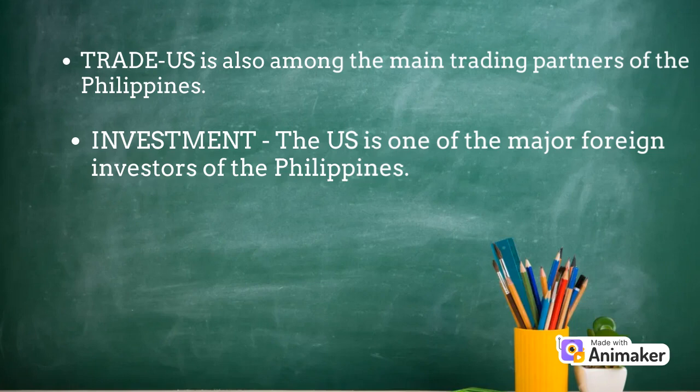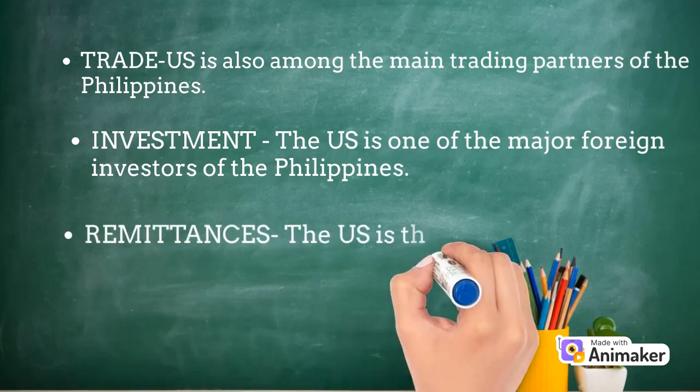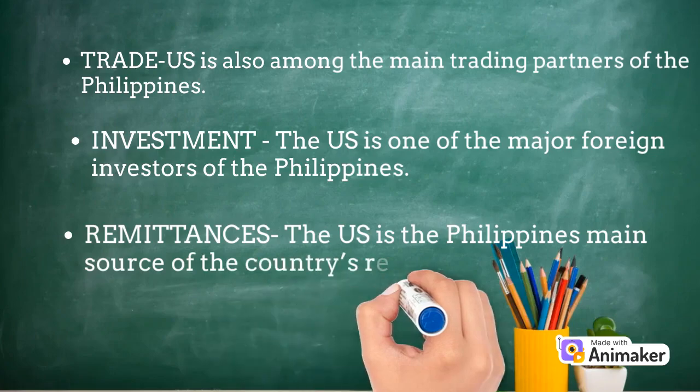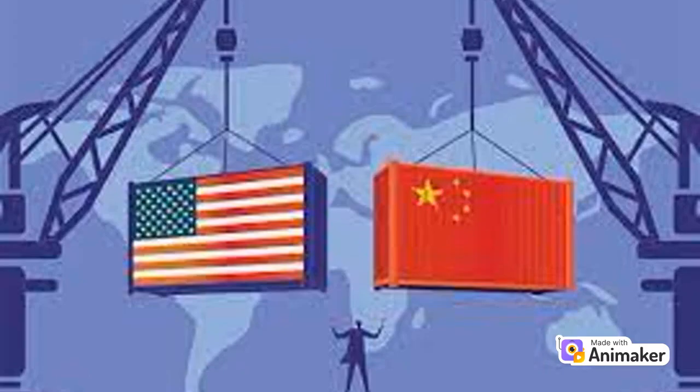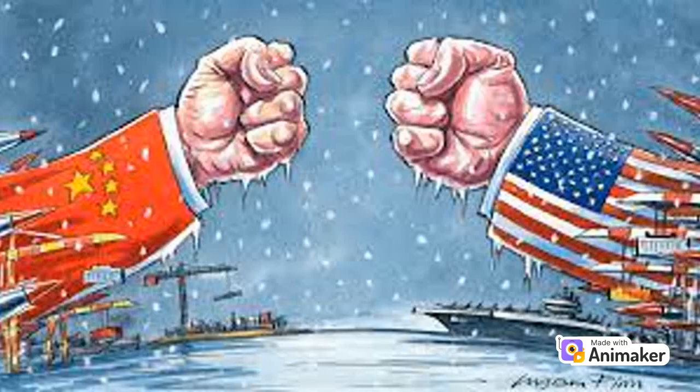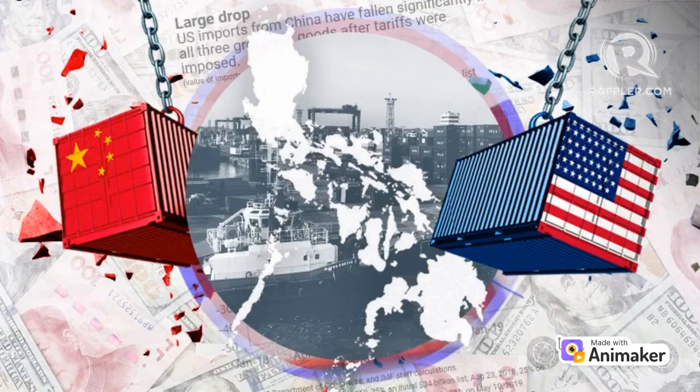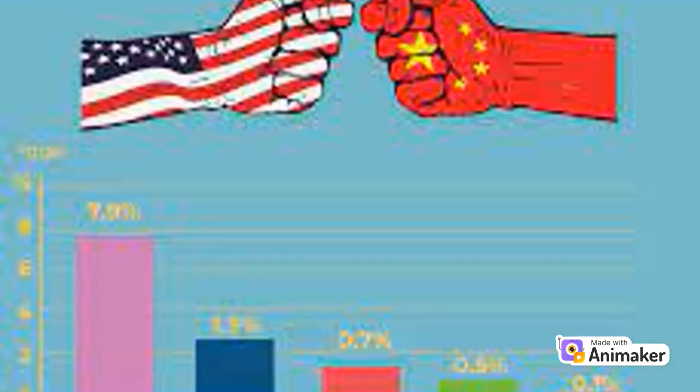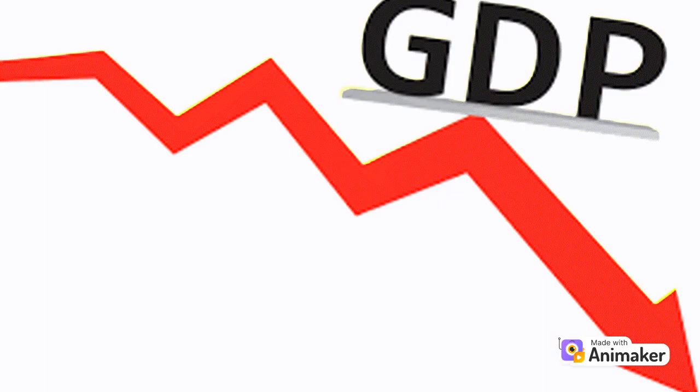Remittances. The U.S. is the Philippines' main source of the country's remittances. Impact of the U.S.-China trade war on the Philippines. As of April, the unemployment rate is down at 5.1% compared to 5.5% in 2018. The country's GDP, however, continues to slide down to 5.1% from 6.3% in 2018. For the remainder of the year, Arbitroy is optimistic that the inflation rate will improve to 2.3 to 2.7%, same with GDP growth at 5.6%.